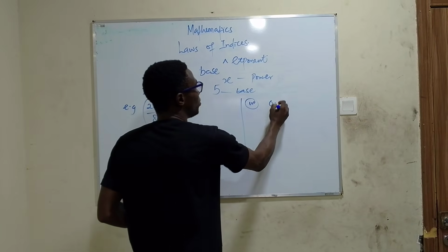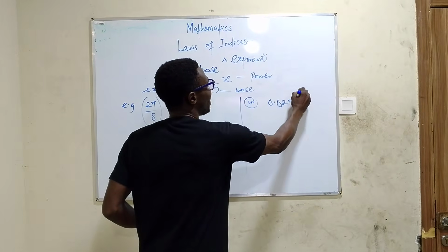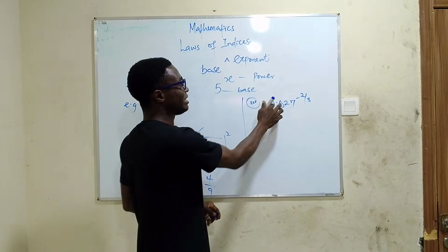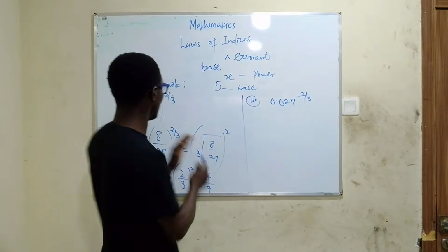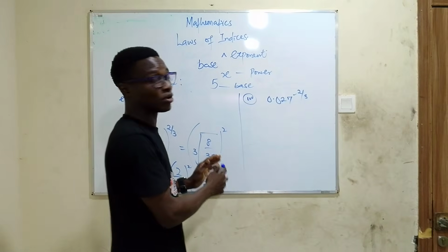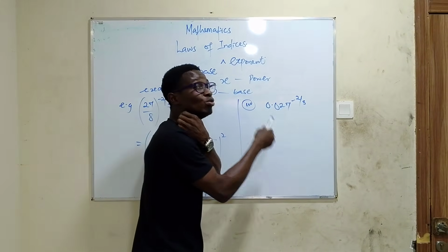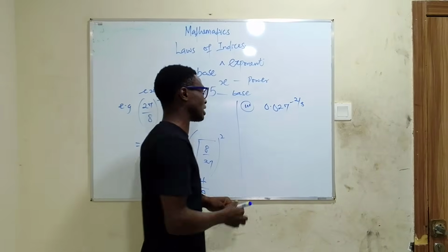Another example, example 3: let's assume we have 0.027 raised to the power minus 2 over 3. This is a decimal fraction, which is different from the normal one we've been talking about. How do we convert the decimal to a fraction?